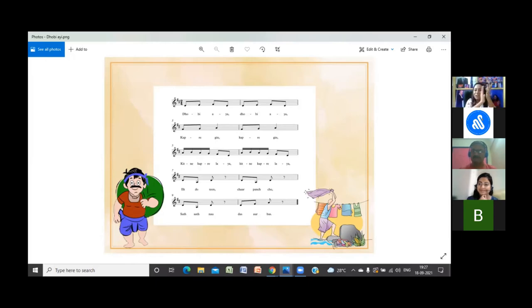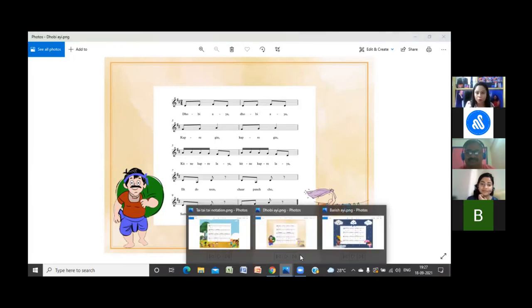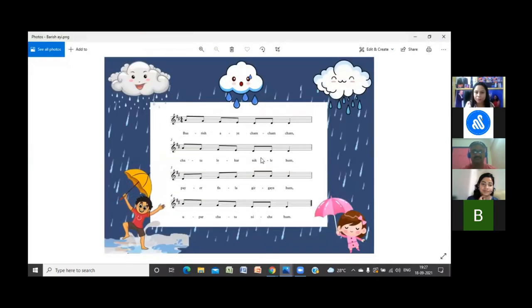Very good, very good, very good. Okay, so it is time for the third one. That's easy. Third one. See, this is also a Hindi song, a very popular rhyme of children. They used to learn it in their schools. The song is like this.